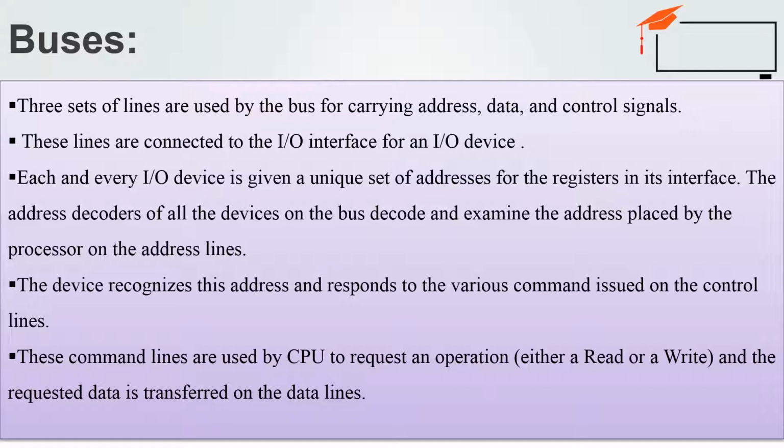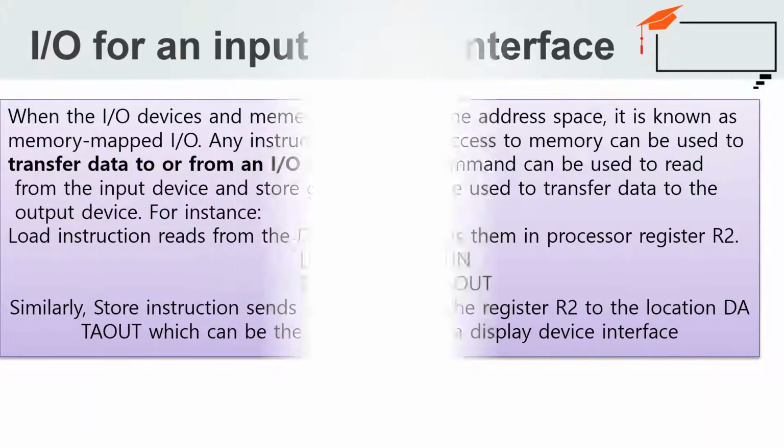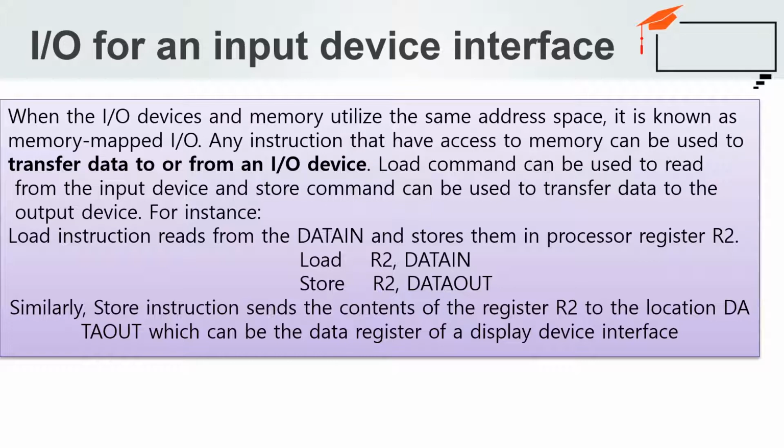These command lines are used by the CPU to request an operation, either a read or a write, and the requested data is transferred on the data lines. When the input-output devices and memory utilize the same address space, it is known as memory-mapped input-output. Any instruction that has access to memory can be used to transfer data to or from an input-output device.